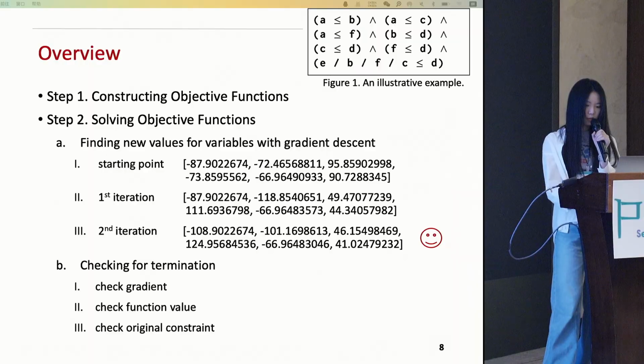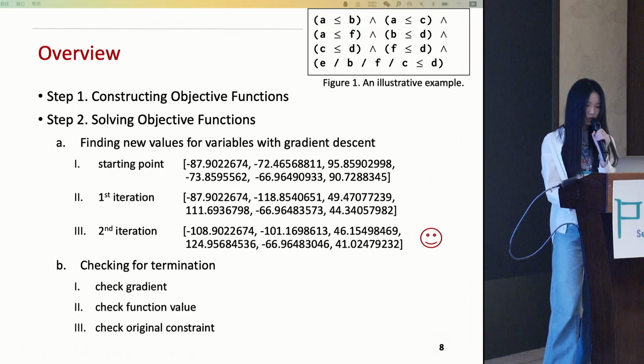Specifically, in this step, for each starting point, gradient descent first looks for a new set of values for all variables. For this example, after 2 iterations, gradient descent finds values that reach the global minimum. Then we validate the solution.